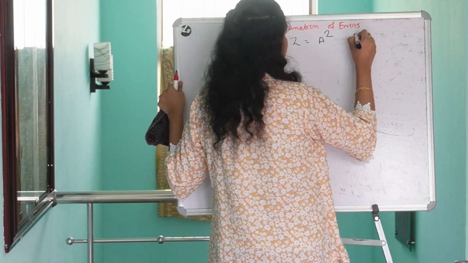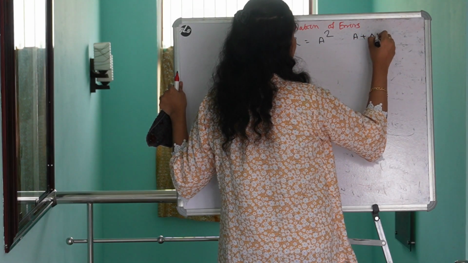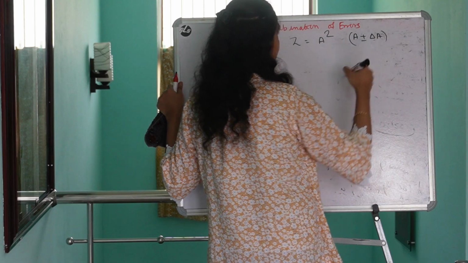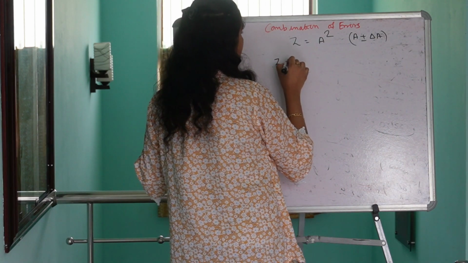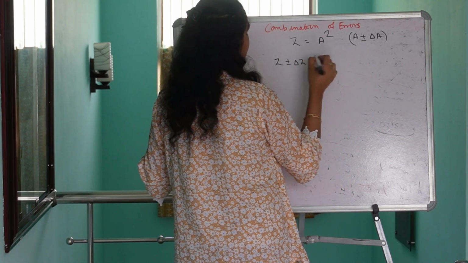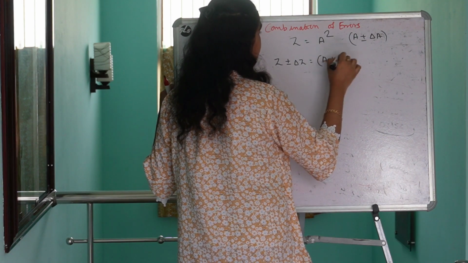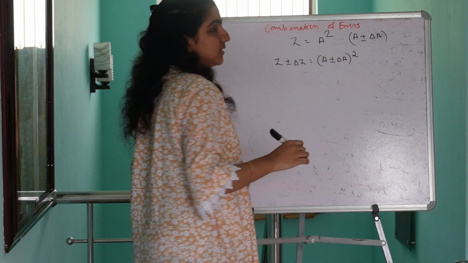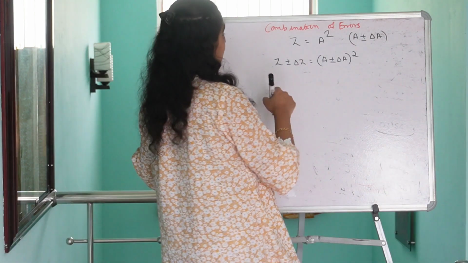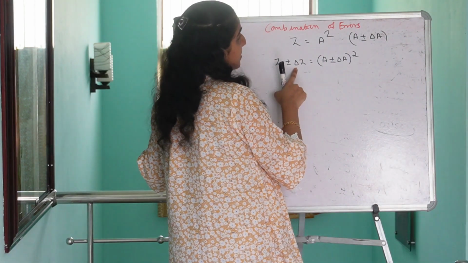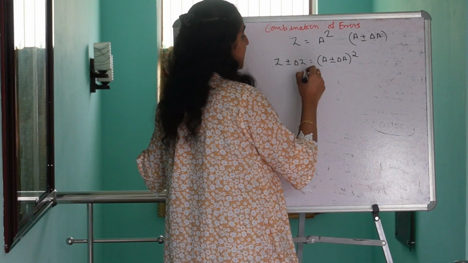Here I measured the physical quantity a, and I got the value as a plus or minus del a. Since there is some error in the measurement of a, obviously there will be some error in the resultant also. So our equation will be like this, isn't it? Yes. Here I have to find what is the maximum possible value of del z.